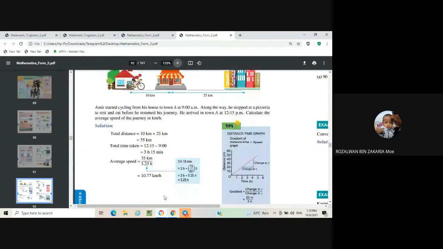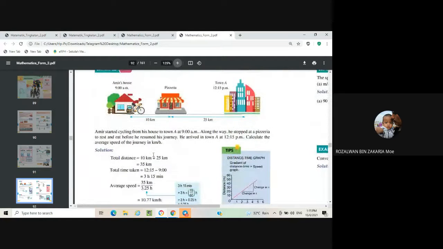Firstly, we have to find the total distance. The total distance from Amir's house to town A equals 10 kilometers plus 25 kilometers, which is 35 kilometers. All right, next one, you have to find the total time taken. You have to calculate the time taken, starting from 9 a.m.